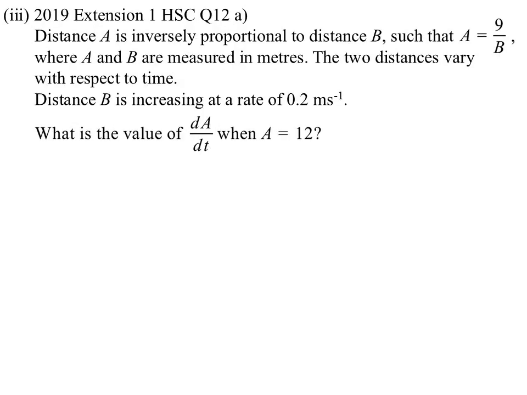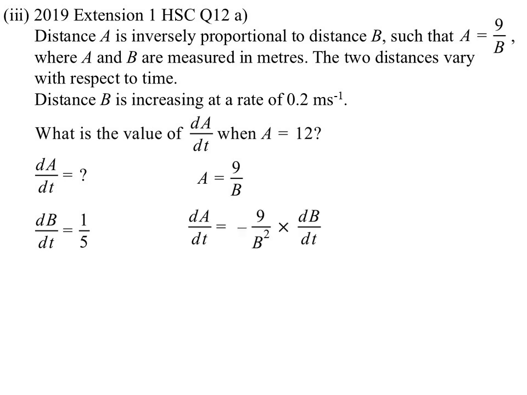Distance A is inversely proportional to distance B, and the constant of proportionality looks like it's 9 for that one, so A is 9 on B. We've been given the rate of change of B. We want to find the rate of change of A when A is 12. Okay, dA/dt is what we want to find. We've been given dB/dt, again I've just made it a fraction. They've also told me that. To link it together, I'm going to want dA/dB, aren't I?